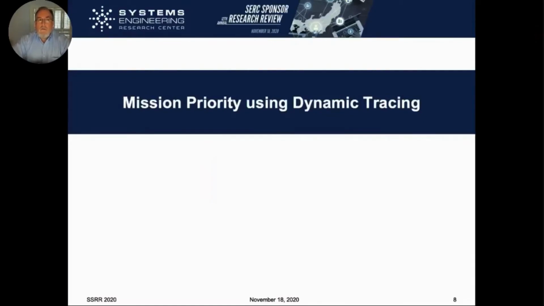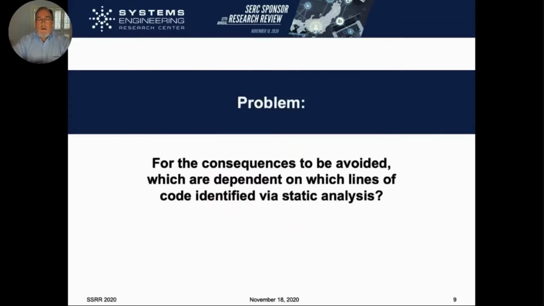So to start with the mission aware side, let's go to the next slide, if you would. The problem that we can think about in this context is, if we knew what consequences we really cared about for a system, and if we had that in mind from the beginning, we've done a risk analysis, then the question would be, how would we tie the results of that risk analysis to the alerts generated by these static analysis software packages?